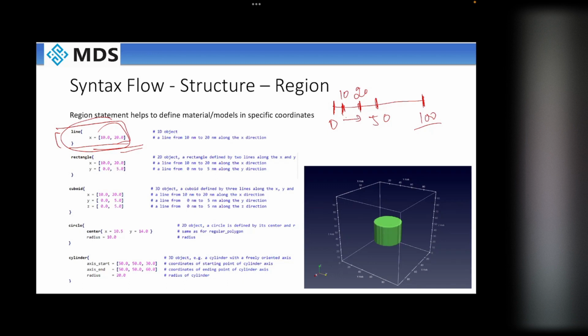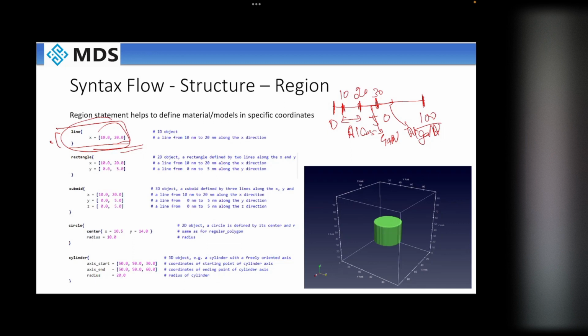Suppose in this region later on we'll fill the aluminum gallium arsenide. Then after that we'll take 20 to 30, a particular region with the gallium nitride. Then after that 30 to 40 again aluminum gallium nitride. Sorry, aluminum gallium nitride. Like that we can fill the material. So accordingly we need to specify the region statement.